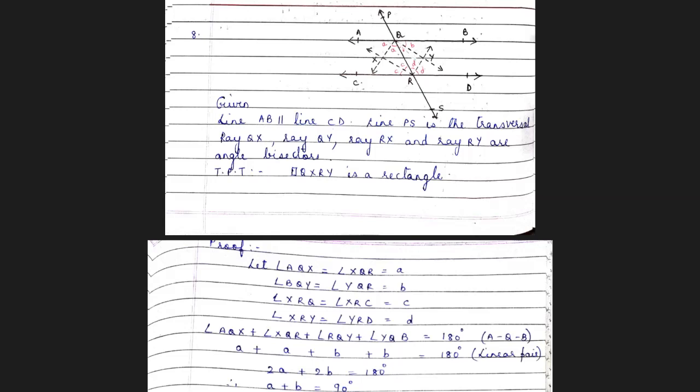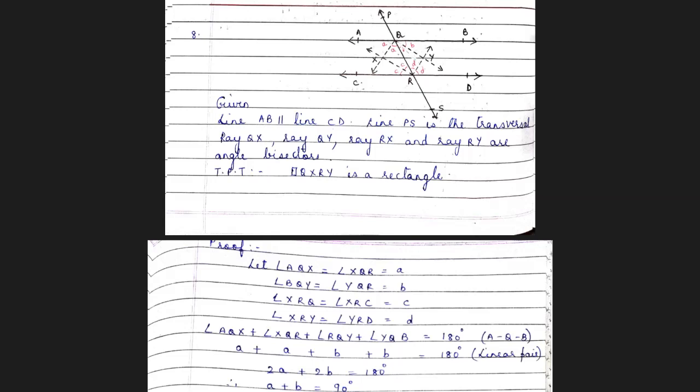Angle QRY equals angle YRD equals D. Okay, it's quite clear from the figure. Just make that change: it's not XRY, it is QRY. So you get all these different angles A, B, C, D.